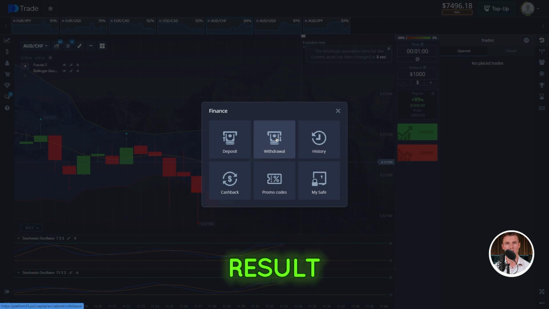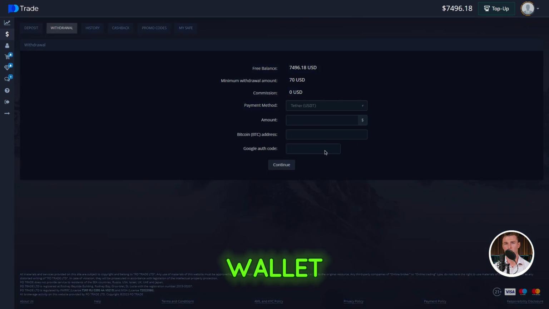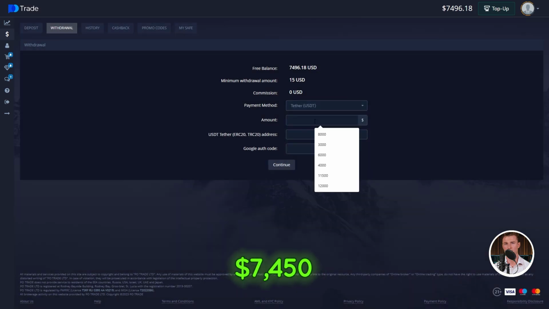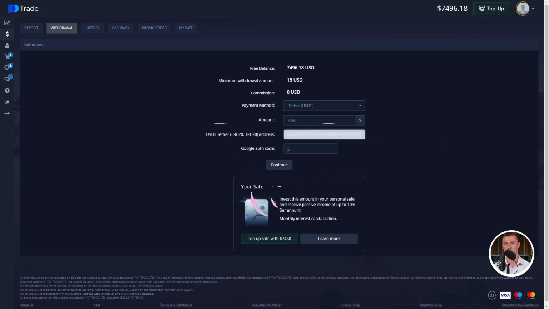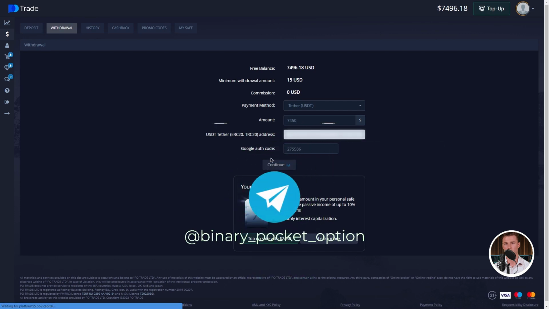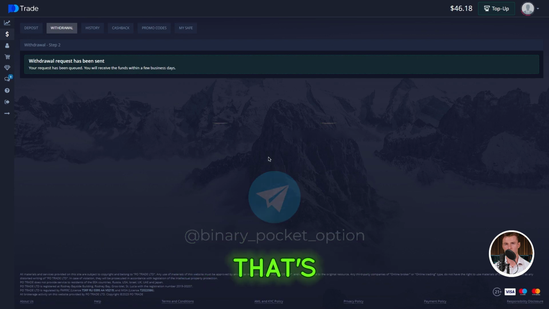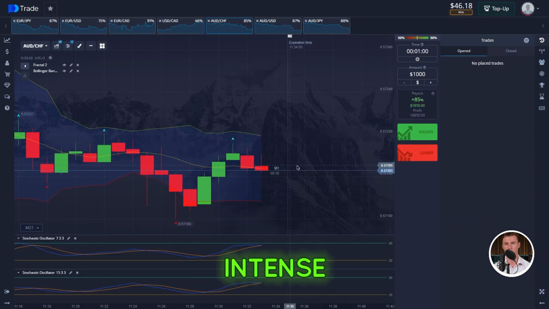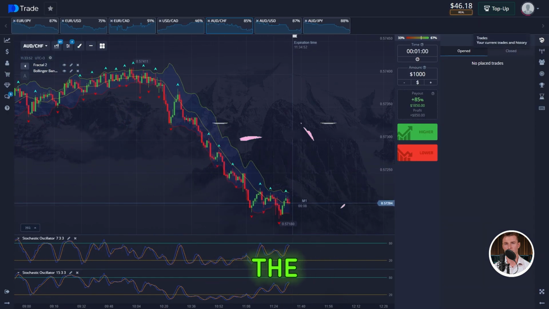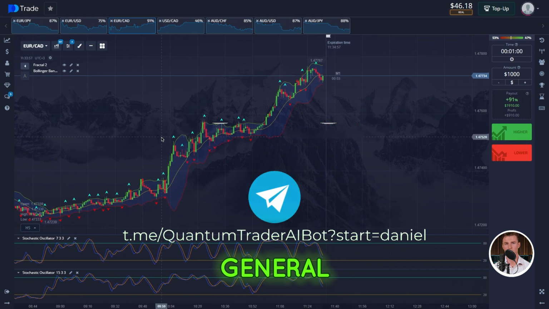Based on this result, I will complete the trade, proceed to the withdrawal, select a wallet of $7,450. Our current amount will be our operation is running successfully. That's how interesting it is today. In some places, intense. Trading turned out, but today the volatility of the movement is very unpredictable. But in general, I am still very pleased with the result.